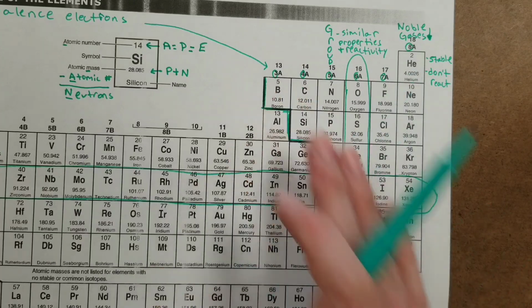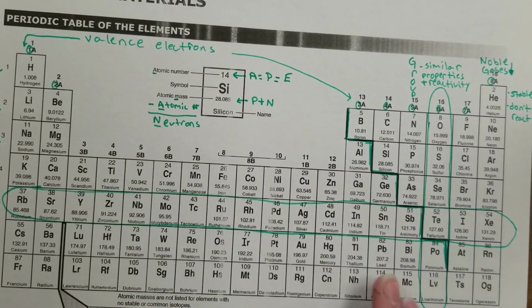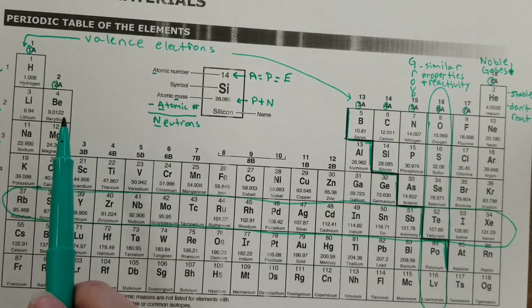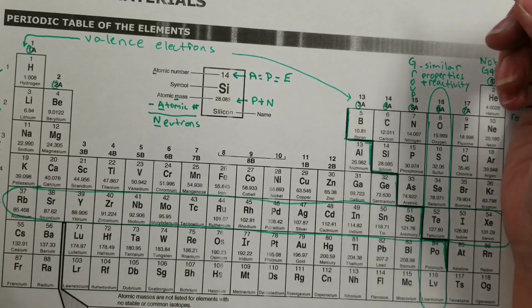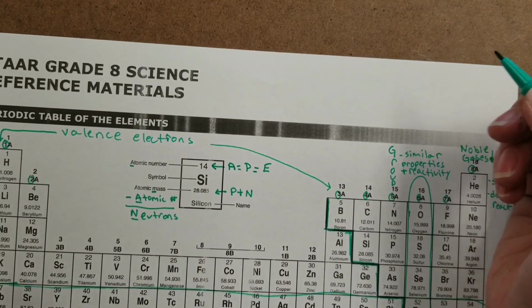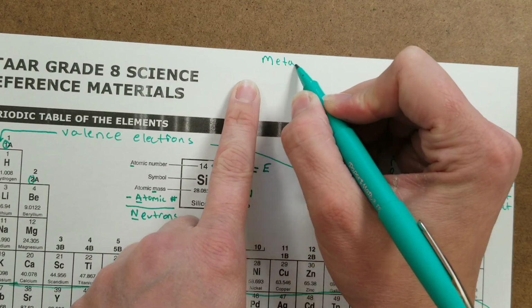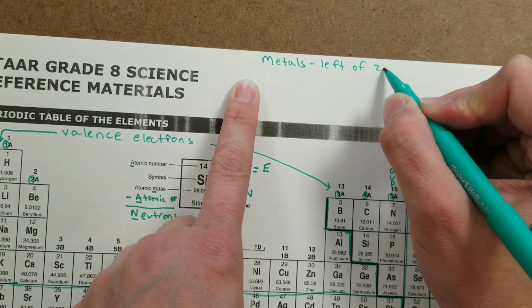But we're going to use this to kind of gauge what elements are, or help us to figure out if they're metals, nonmetals, or metalloids. So everything to the left of my zigzag staircase, everything over here, these are all metals. So everything to the left is a metal. So I'm going to write this at the top of my paper here. I'm going to put metals, and I'm going to say left of zigzag.